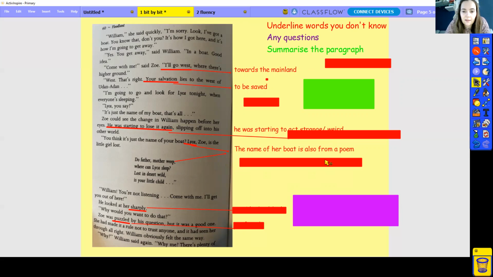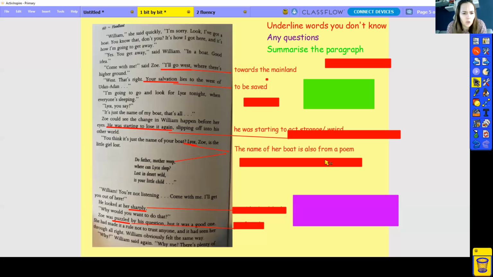So the name of her boat, Laika, is also from a poem, the poem that he just says there. And in that poem, it's a little girl lost, a little girl that is lost without her family. So it's kind of symmetrical, isn't it? The name of her boat, Laika, is also the name of a girl that is lost, because Zoe is also a lost girl. So the author chose that symmetry to have the same name for the boat as the girl that is lost. It gives you that symmetry between two things, which is interesting. That's a really in-depth thing that you'll do a bit more at secondary school.